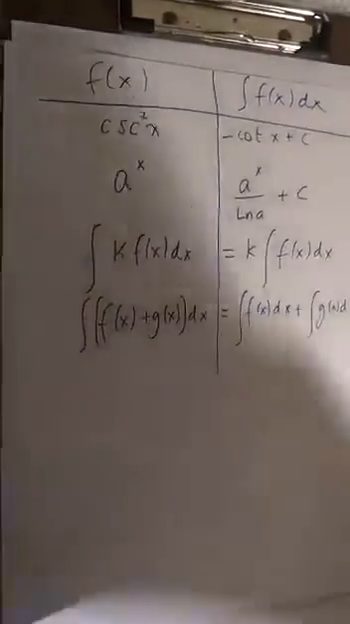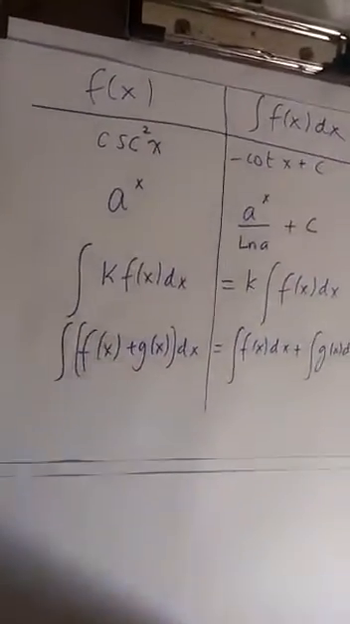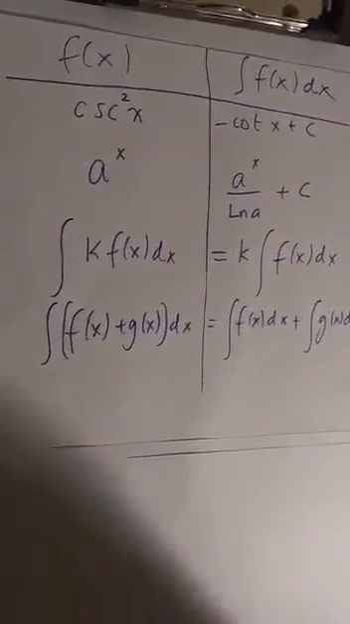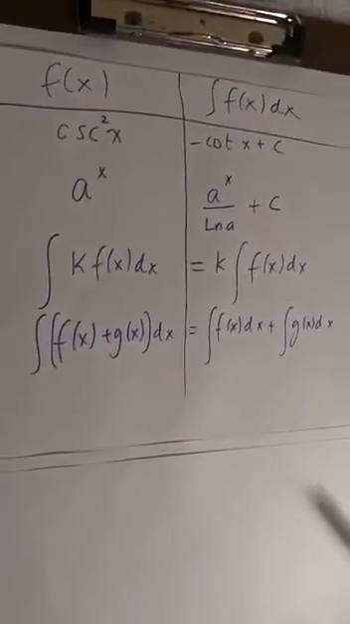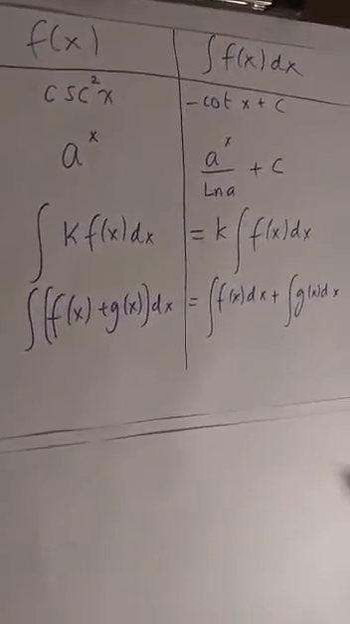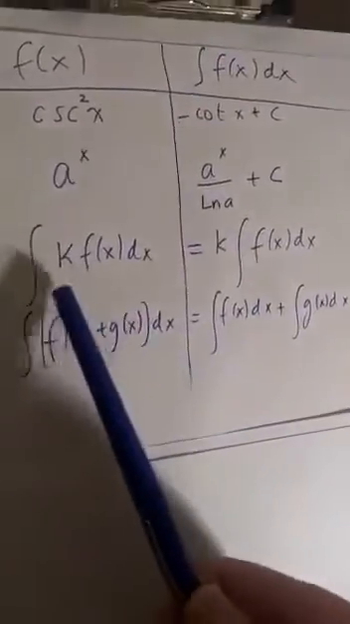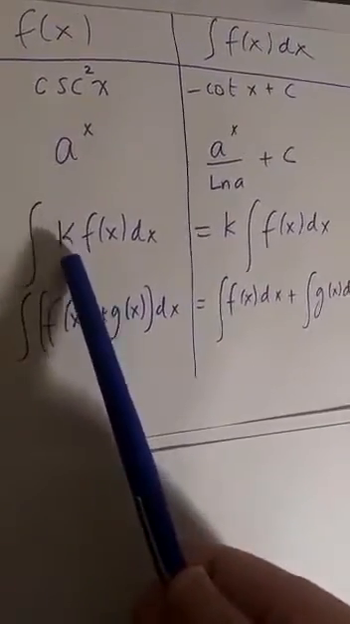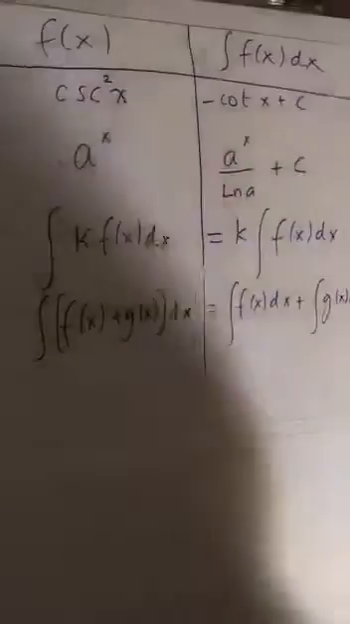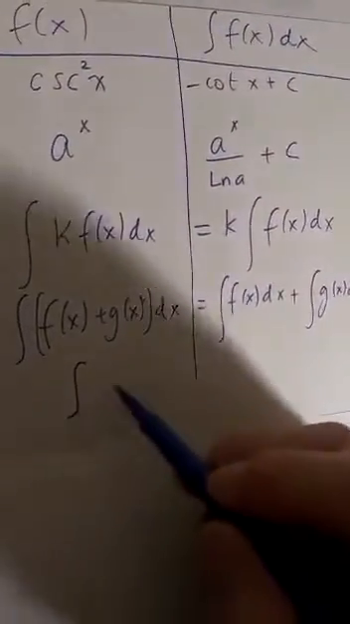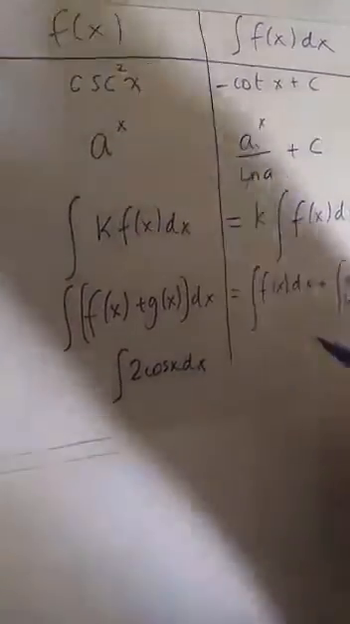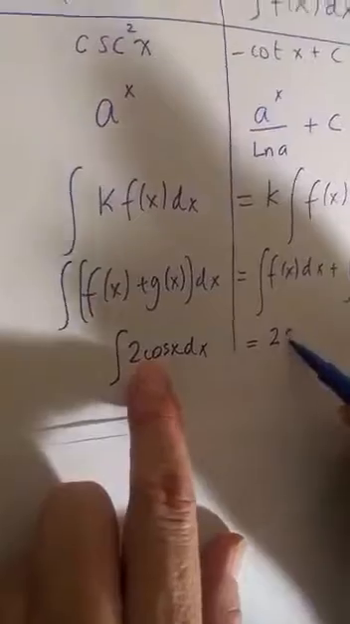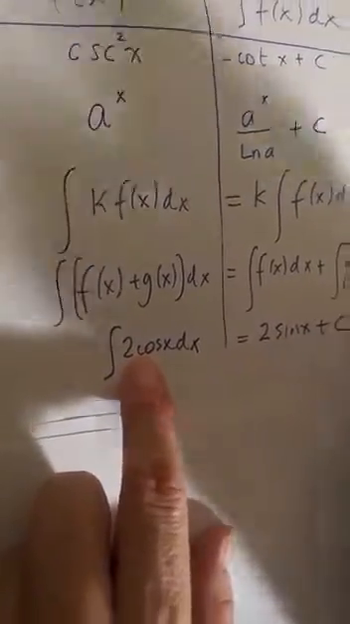The integral of cosecant squared x is minus cotangent x plus c, and then the integral of a to the power x is a to the x over ln a plus c. When you're integrating a function, if you have a number in front of the function, you can always pull that number out. For example, if you're integrating, let's say, 2 cos x, don't bother with the 2, just take it out. 2, and then the integral of cos x is sine x plus c.